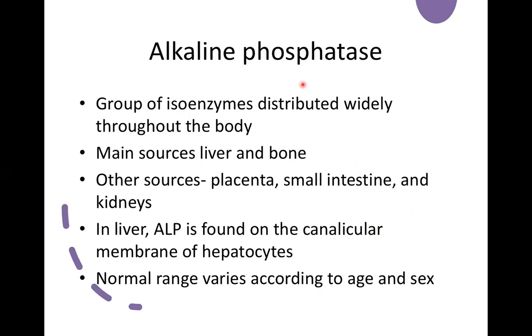The next enzyme we look at is alkaline phosphatase, which is a group of isoenzymes widely distributed throughout the body. The main sources are liver and bone, but you can also see them in the placenta, small intestine, and the kidneys. In the liver, alkaline phosphatase is found on the canalicular surface, and it can be a marker of cholestasis, that is, impaired excretion of bilirubin. And the normal range, depending on the reference ranges, can vary, and there are a couple of ways it can be measured. The usual present range we get is roughly around 120 being normal.